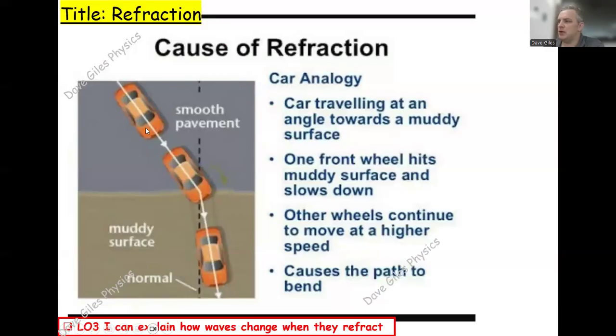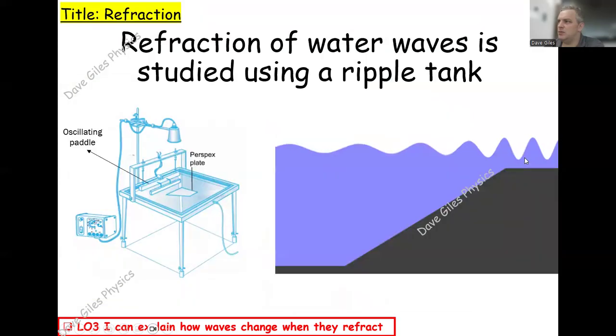So if you look here, this wheel is going to reach the dirt or the mud first. As a result, this wheel is going to slow down and it's going to have like a turning effect. So this wheel's going slow, this wheel's going fast, so it's going to bend this way towards the normal, which causes the path to bend.